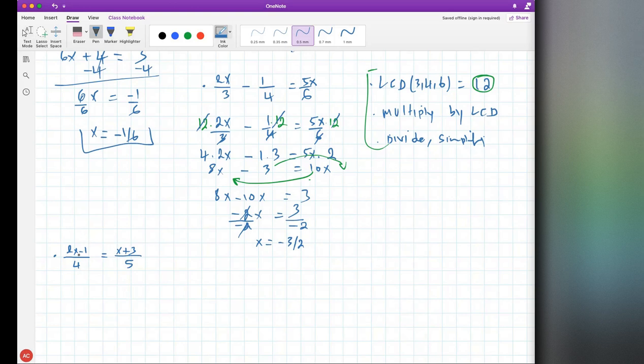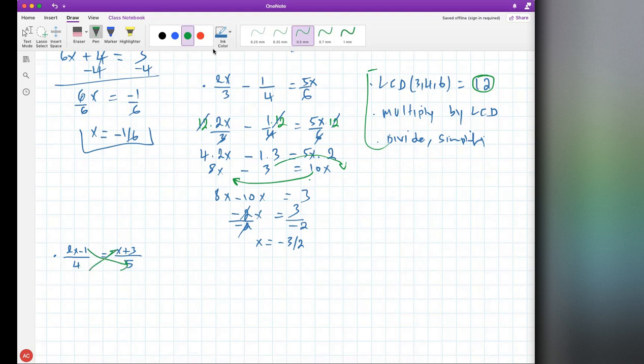What do you think is the easiest way to use, according to what we've done so far? Cross multiplication. That's right, the cross multiplication. You can still find the LCD for 4 and 5, which is 20. You can multiply by 20 on both sides, cancel. But whenever you have 2 fractions only, it's always probably convenient and faster to just cross multiply.